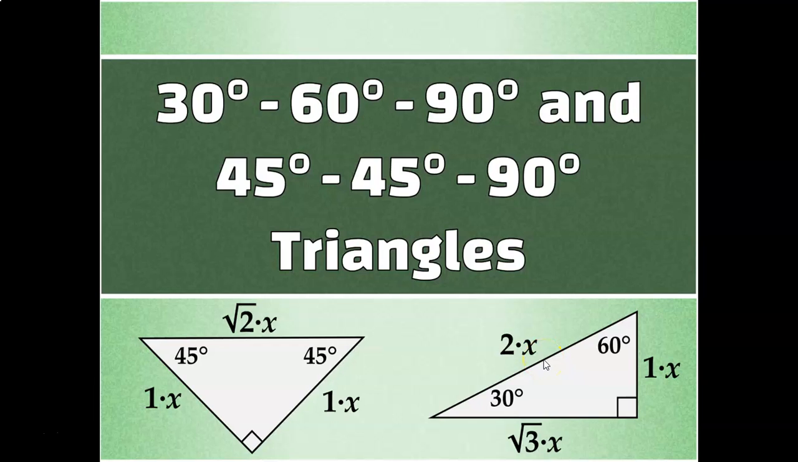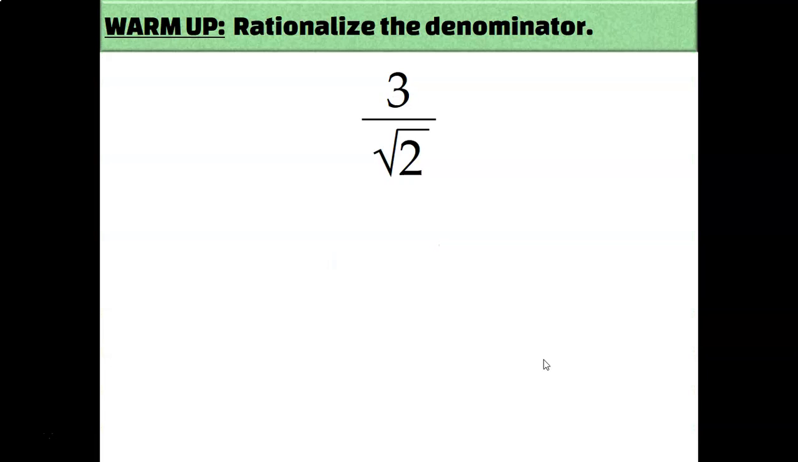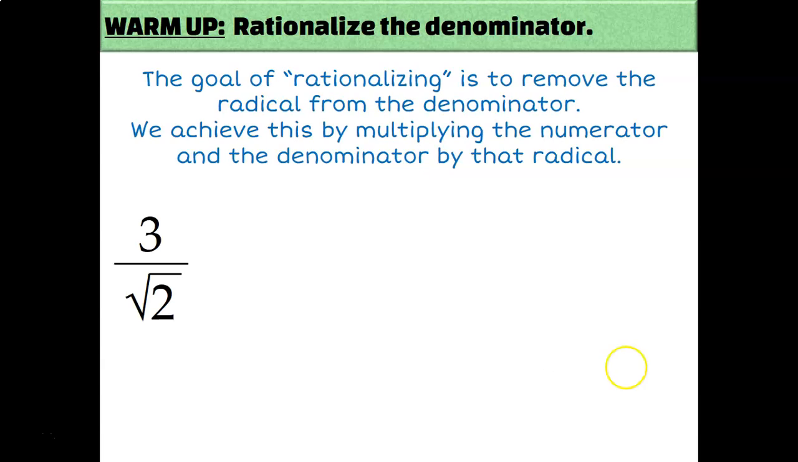Let's talk about 30, 60, 90 triangles and 45, 45, 90 triangles. These two triangles have special properties that allow us to solve for the exact side lengths a little bit more easily than other triangles. But first, let's do a quick Algebra 1 review of how to rationalize a denominator.